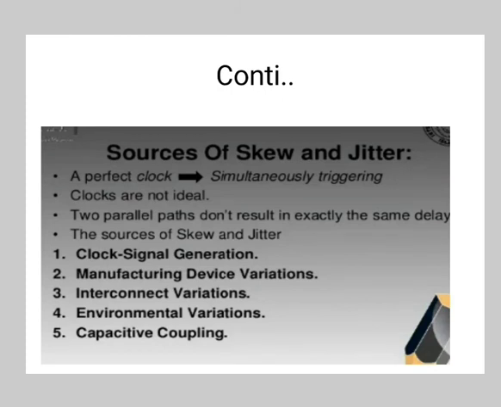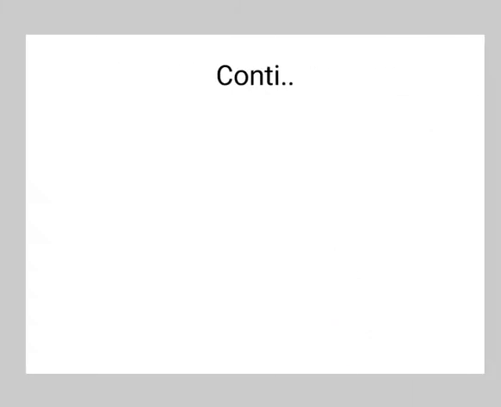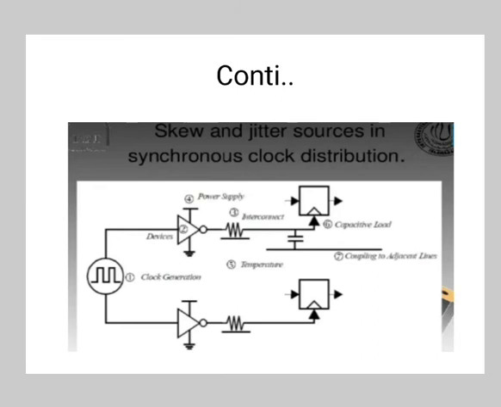Next is the sources of skew and jitter. So a perfect clock is simultaneously triggering. Clocks are not identical. Two parallel paths don't result in exactly the same delay. The sources of skew and jitter are clock signal generation, manufacturing device variations, interconnect variations, environmental variations, and capacitive coupling. Then a skew and jitter sources in synchronous clock distribution diagram is shown for this.